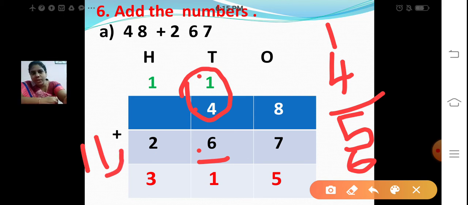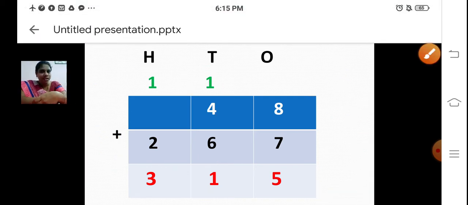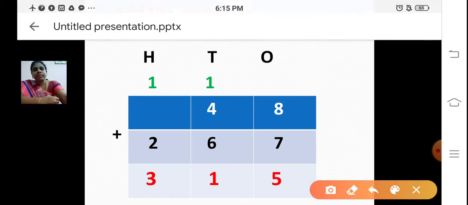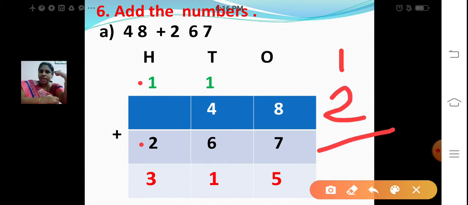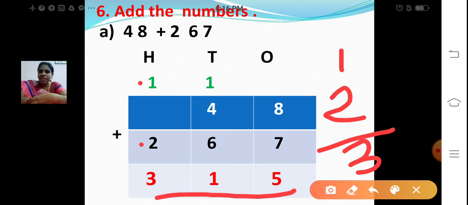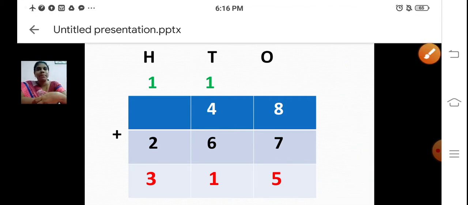So what am I going to do now? Write this 1 in the tens place and this 1 you carry over to the hundreds place. Right? Now let's add the hundreds place. 1 plus 2. 1 in the mind, 2 on the fingers. After 1: 2, 3. So 300. 100 plus 300. So my answer is 315. You all know how to add the numbers using carryover method, right?